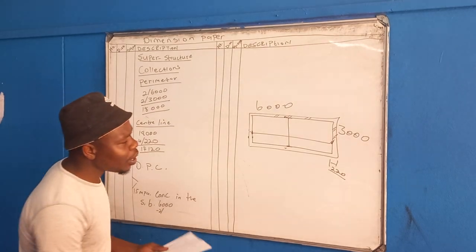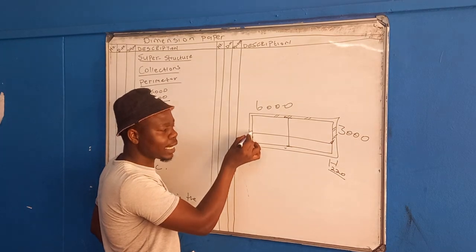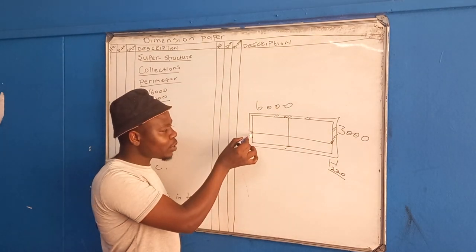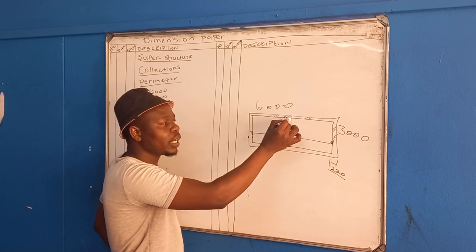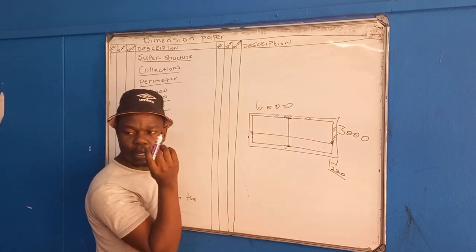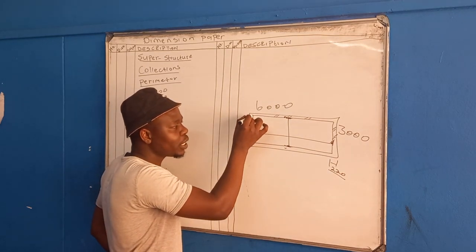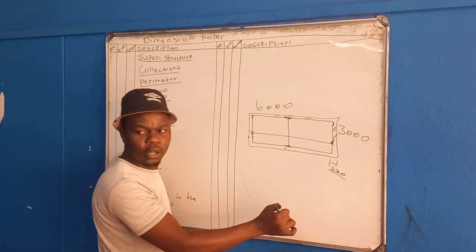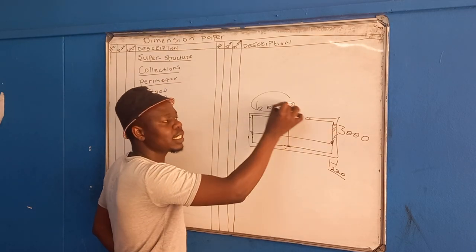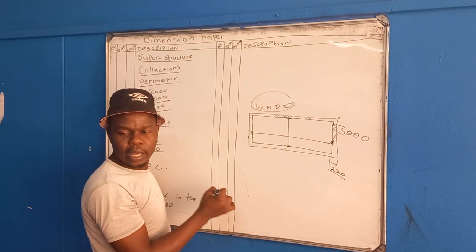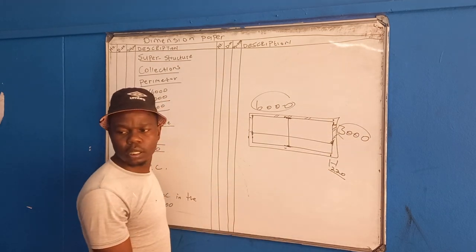So what we are going to subtract is the 220 because our surface bed is inside the house. Okay? Your surface bed, remember, is from here to here. Do you get my point? So now what we want to know is how long it is from here to here. Whereby we have to minus this 220 and this 220 from the 6000. And then we minus this 220 and this 220 from the 3000.